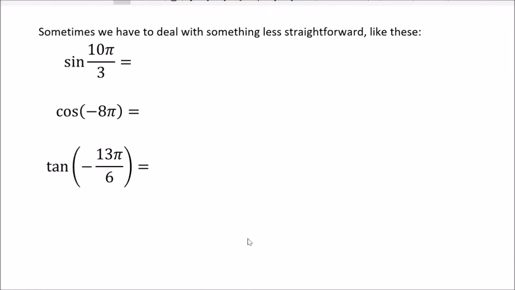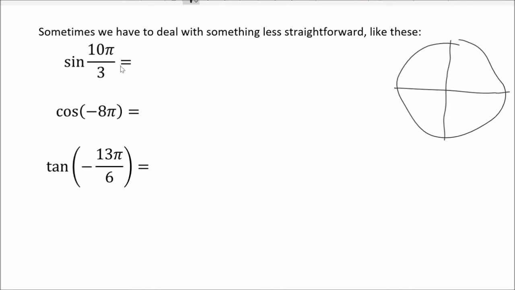Occasionally, we're going to be thrown something that tries to trip us up a little bit more than normal. Okay, so we're going to talk about how to do that. So if you're like me when I was learning this and you get a question like the first one, you probably have your unit circle in front of you and you're looking for the location where it says 10 pi over 3. And what you're going to find out pretty quickly is there is no location on your unit circle where it says 10 pi over 3.